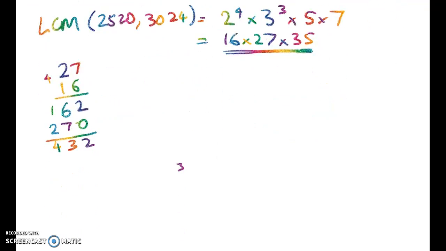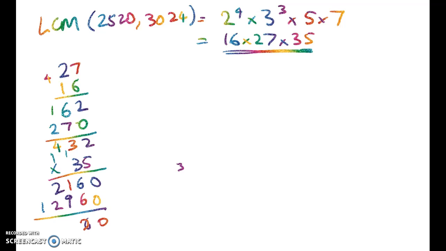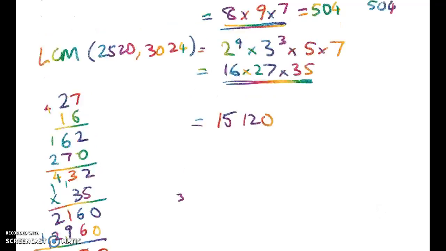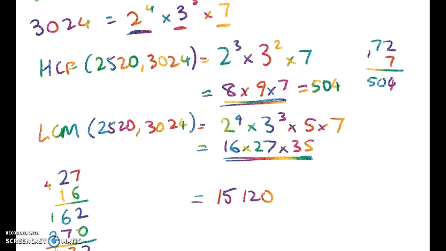And then I need to do 432 times 35. So we're going to get a really big number. 5 2s are 10, 16, 21, 3 2s are 6, 3 3s are 9. I think that's right. I'm sure one of you is going to leave me a comment if it's not. There's 2, 11, 5. So I think the LCM should be 15,120. Okay, and the highest common factor is 504.